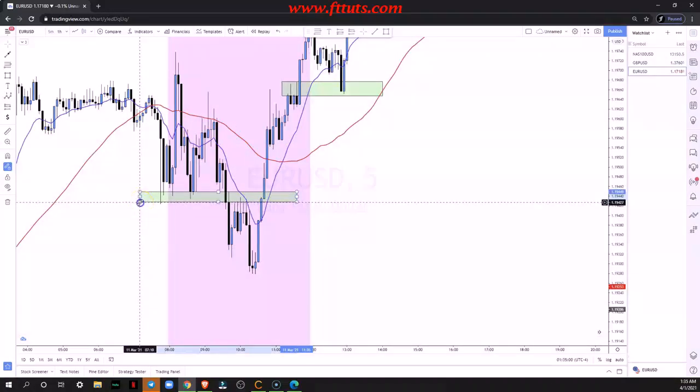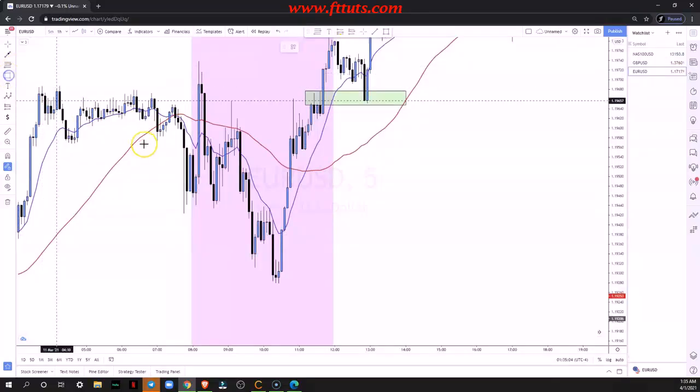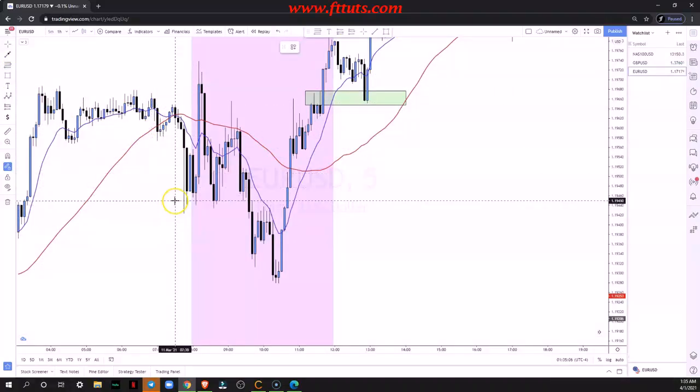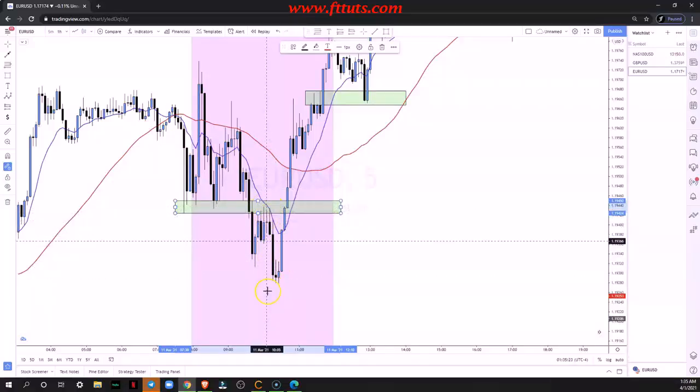Now let me delete this so I can show you exactly how I draw my zones. I draw from the edge of the body of the candle to the lowest wick. So from right here to right there, and drag it across into the future. That's exactly how I do my zones. So it broke, came back. We're looking for sales up in this area, and we take the trade.